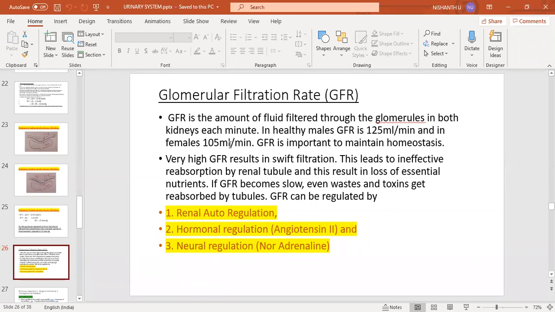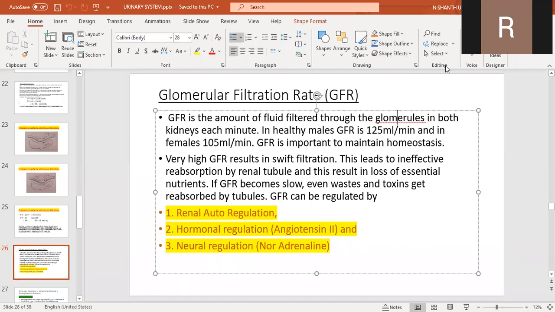Of course, this 125 ml or 100 ml all depends on the amount of solvent and the amount of solute. So that concept we are going to discuss later on.